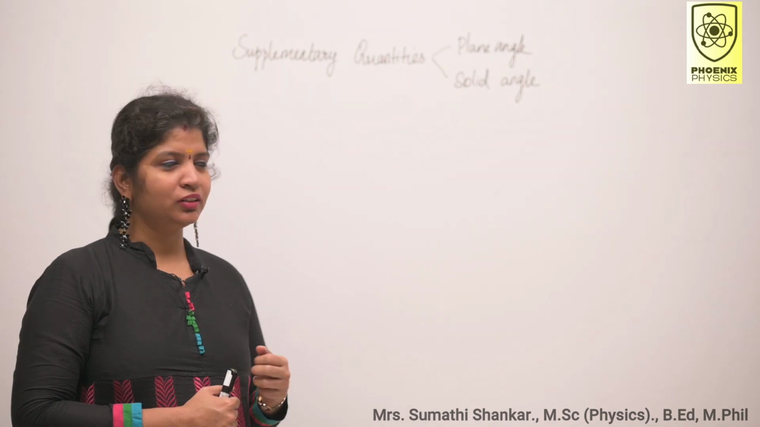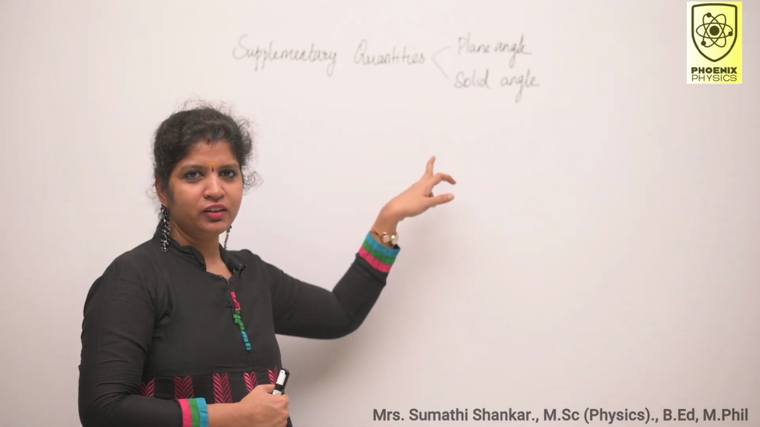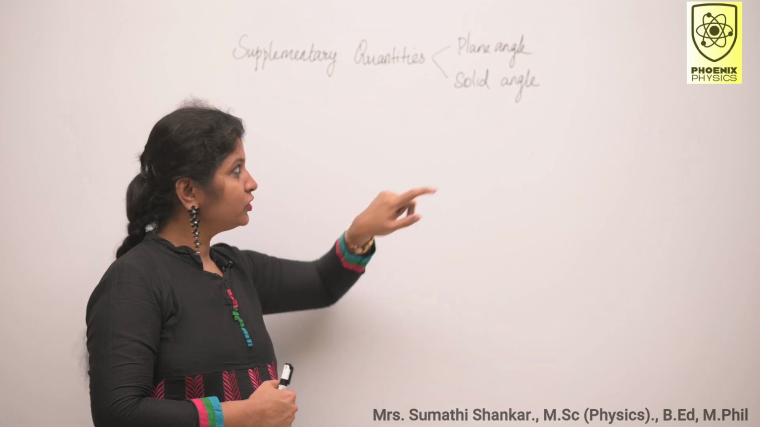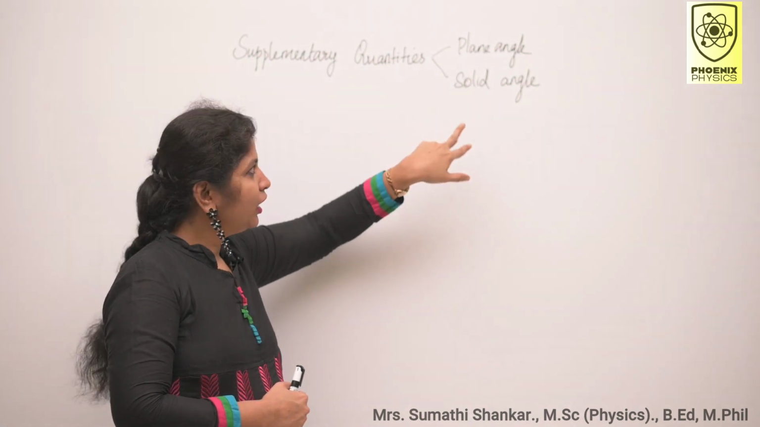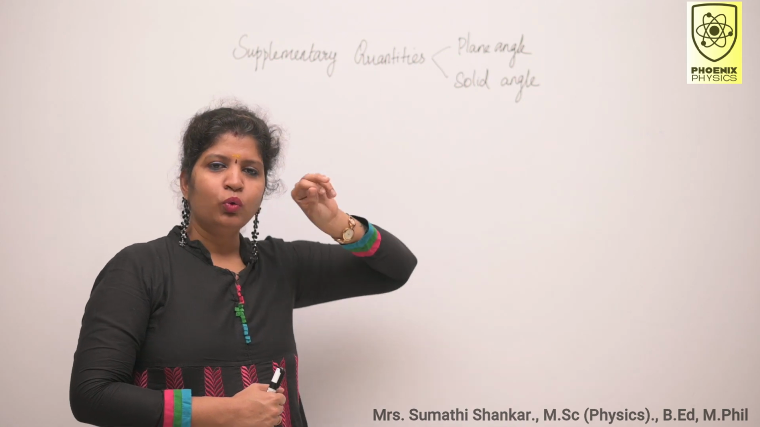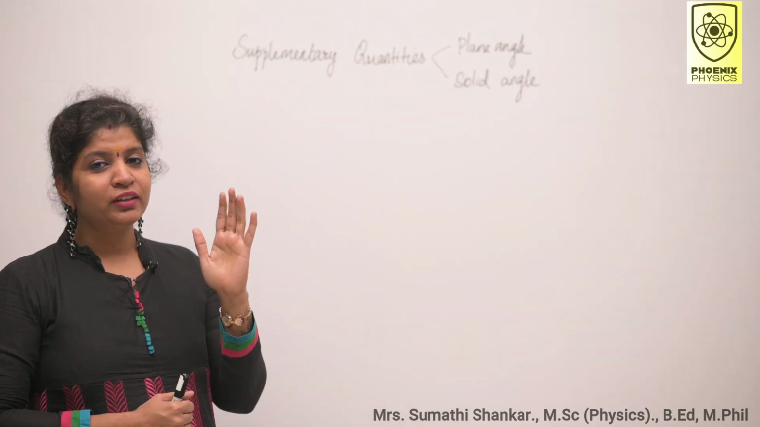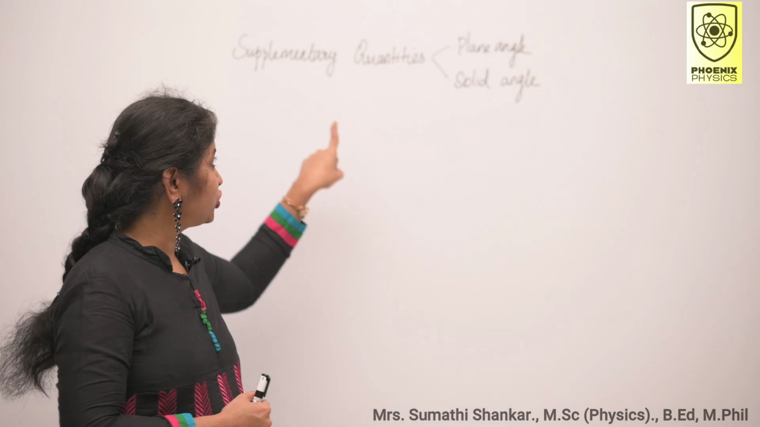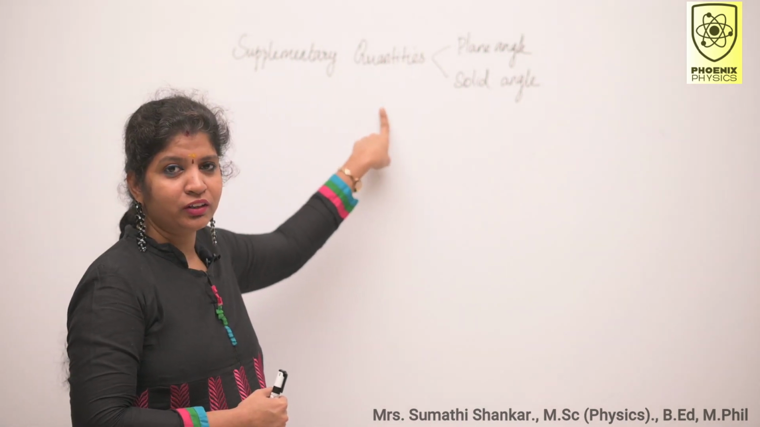Today we are going to learn supplementary quantities. There are two quantities, one is plane angle, another one is solid angle. Last class, while explaining physical quantities and its types, I mentioned this name, supplementary quantities.